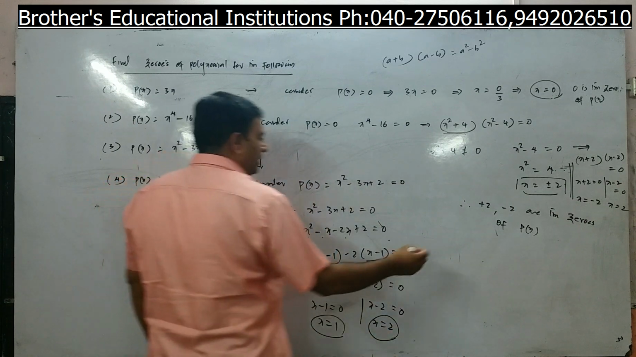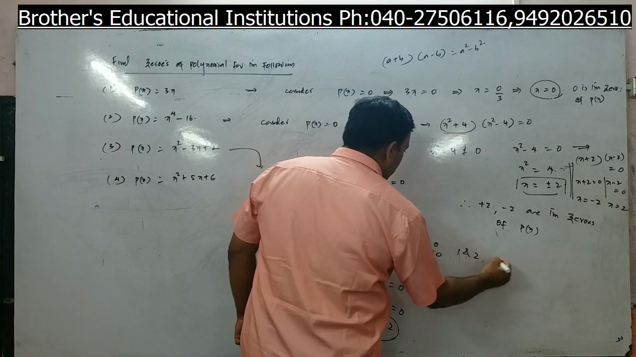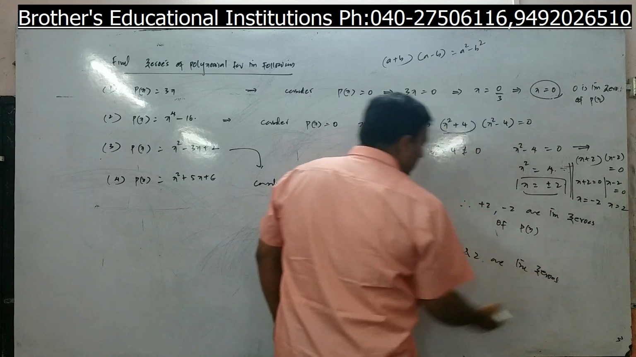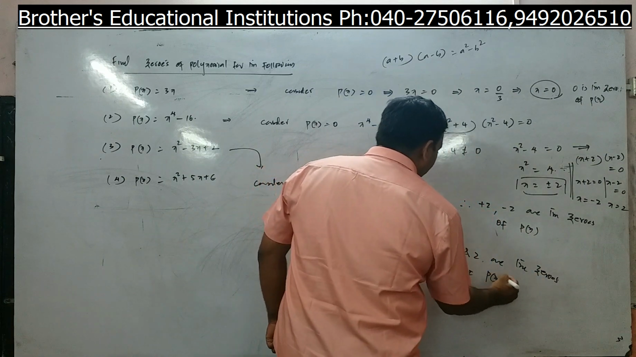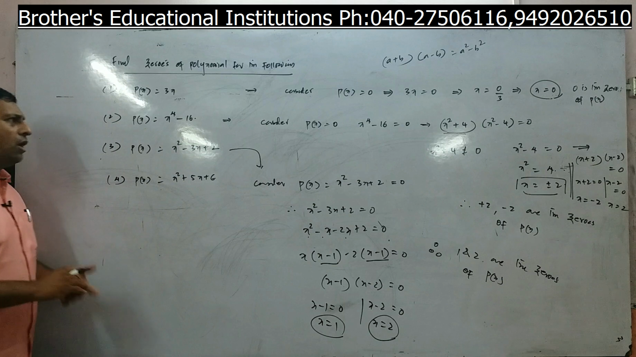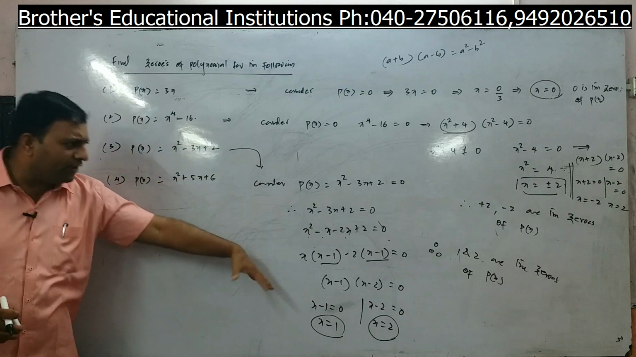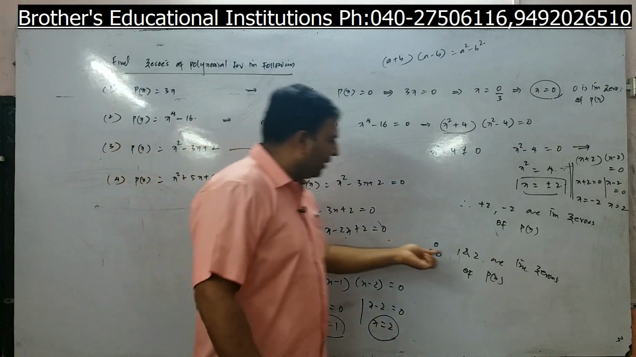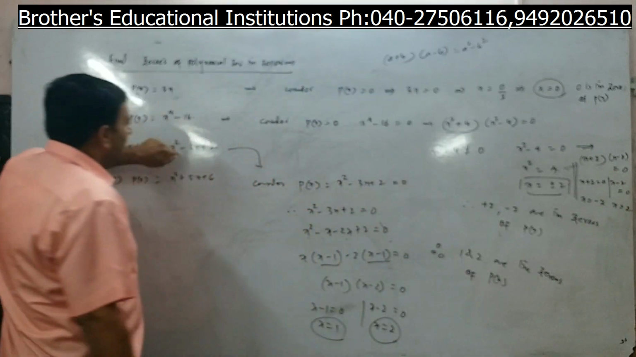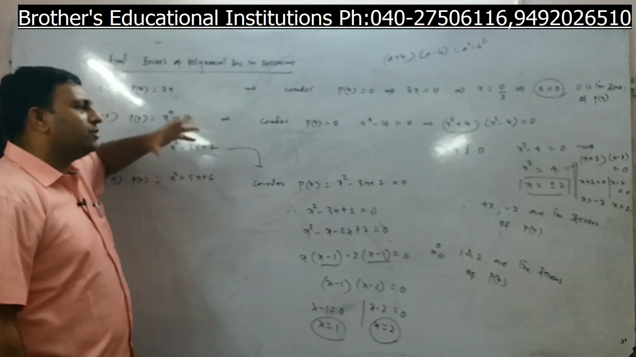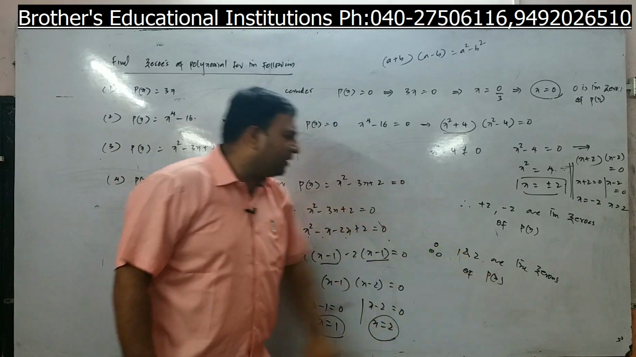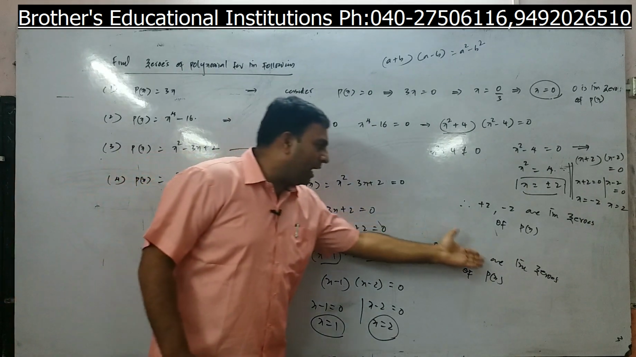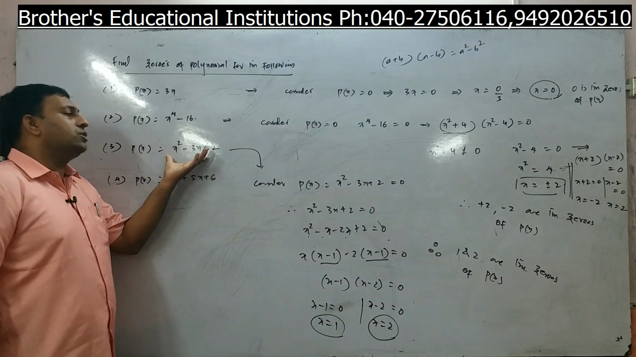So what will I declare? Therefore 1 and 2 are the zeros of the polynomial P of x. So you understood how to find the zero of a polynomial. It is the value of x for which the value of the polynomial becomes 0. Means if I put the value of x is equal to 1 in this expression, you know what will be the result? 0. Means if I put the value of x is equal to 2 in this expression, you know what will be the value? 0. That's why 1 and 2 are called as the zeros of this polynomial.